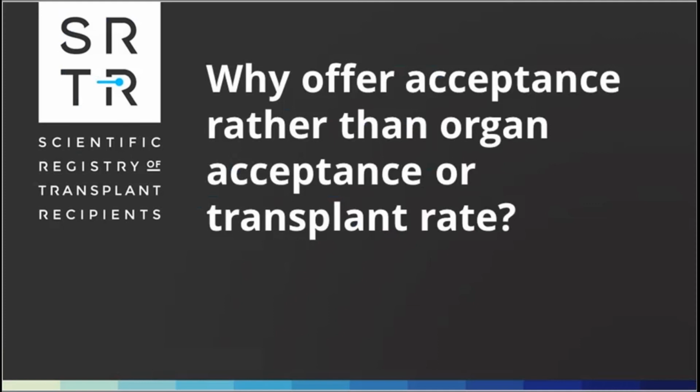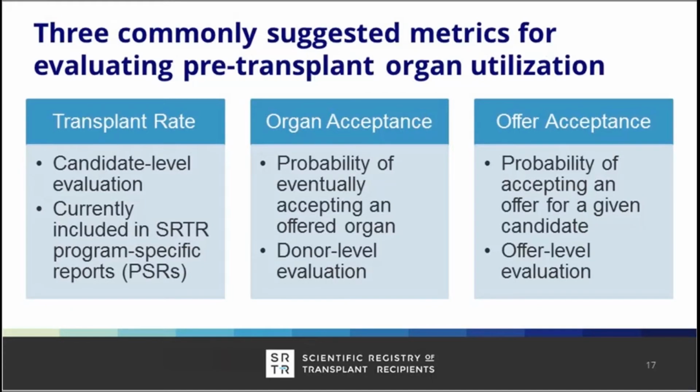So a common question we get is, well, why not just look at the transplant rate or organ acceptance? Isn't it just important if our program accepted the organ, period, rather than looking at the individual offers? So first I wanted to spend a bit of time addressing that as well. There are three commonly thought of metrics when we're thinking about the efficiency of the system. One could be to look at the transplant rate, one to look at the organ acceptance, and one to look at offer acceptance. So I'll just take those one at a time.